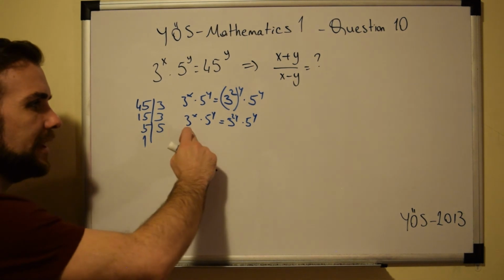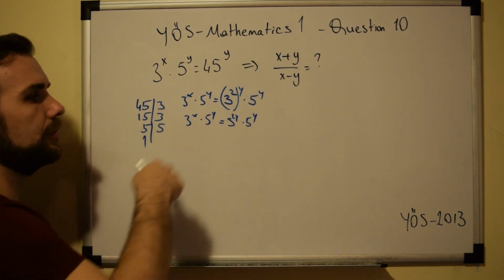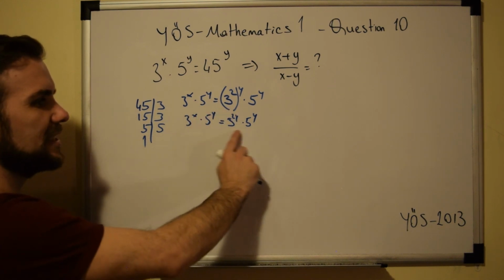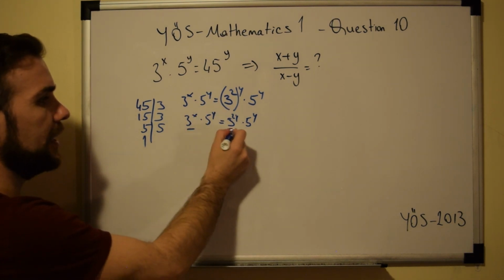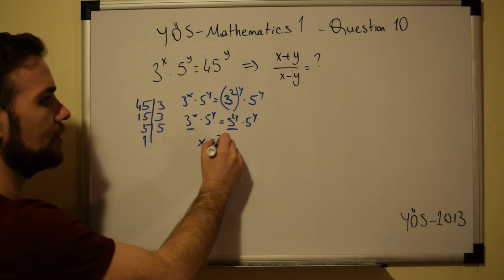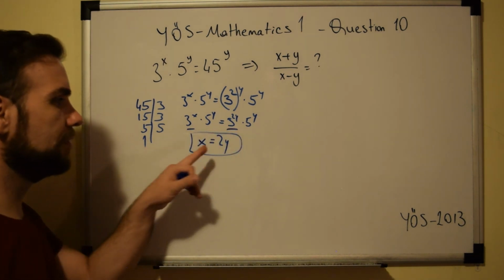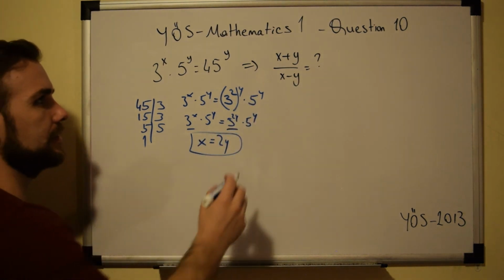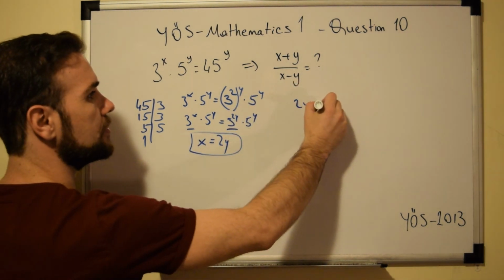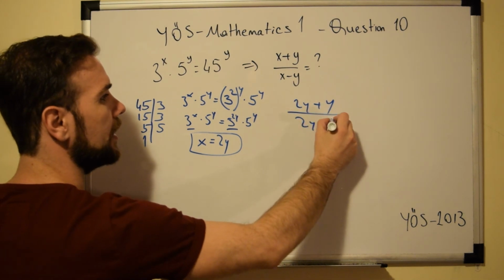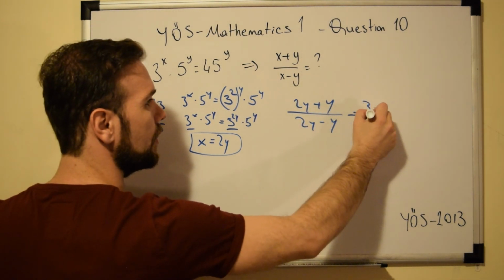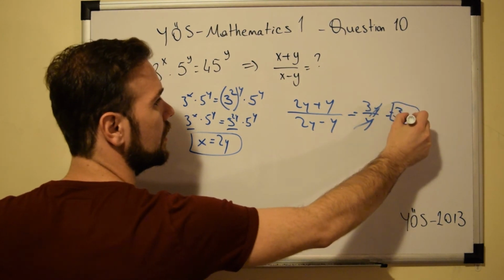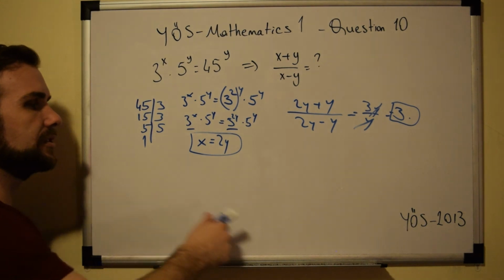Now, since the bases are the same and we have the equal sign, we can also equate the exponents of the same bases. So here we have 3, here we have 3, so it means that x is equal to 2y. As we found the value of x, now we can just apply its value on what we are asked. So we have 2y plus y over 2y minus y, which is equal to 3y over y. So y is cancelled, and the right answer for this question is 3.